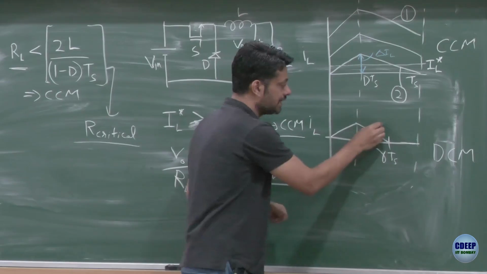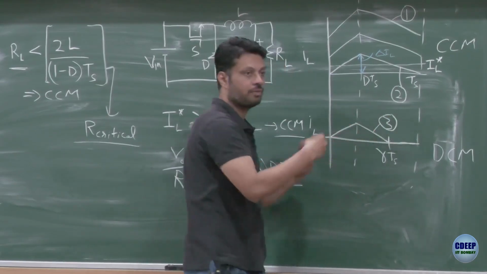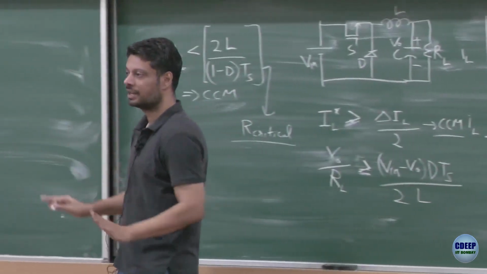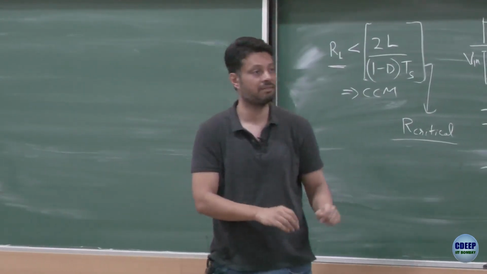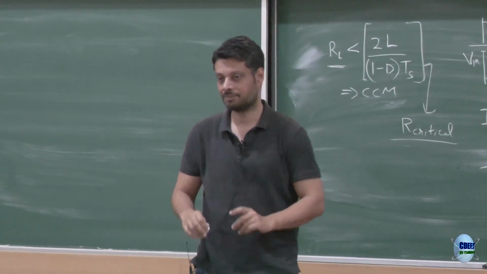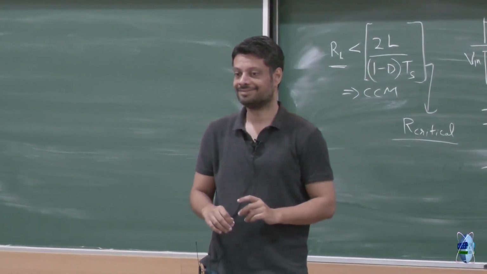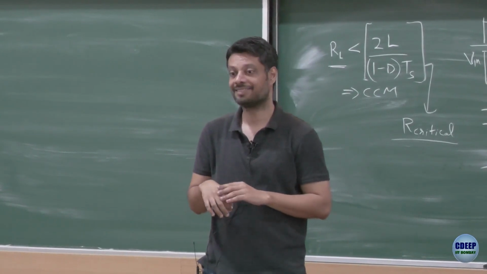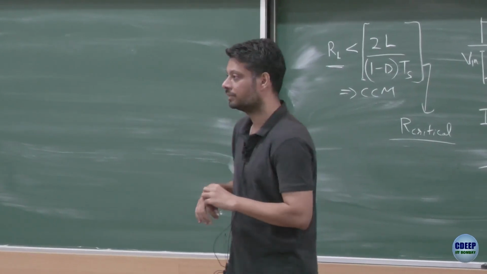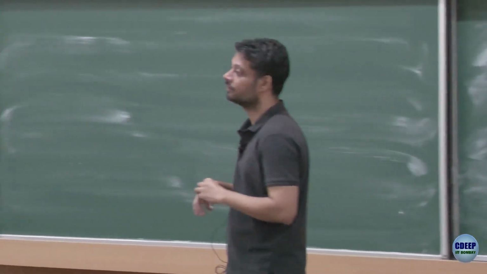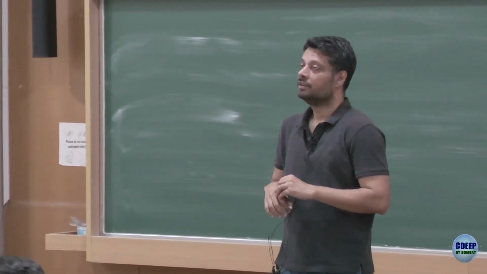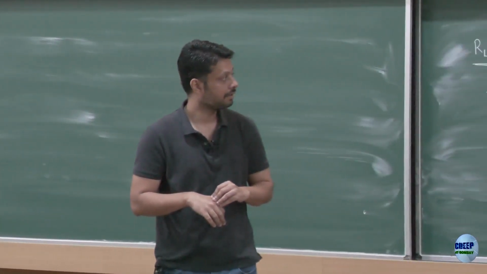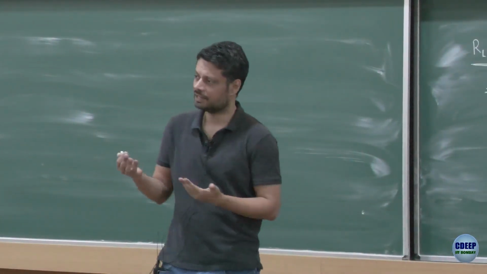So the expression for 1 and 2 remains the same. Of course, it would change if we go to case 3, which is what we will see now. But for 1 and 2, your output voltage expressions, your ripple current expressions, everything remains the same as what we have derived. Okay. Anything else? Okay. The output voltage can be written as RL times IL average, okay?